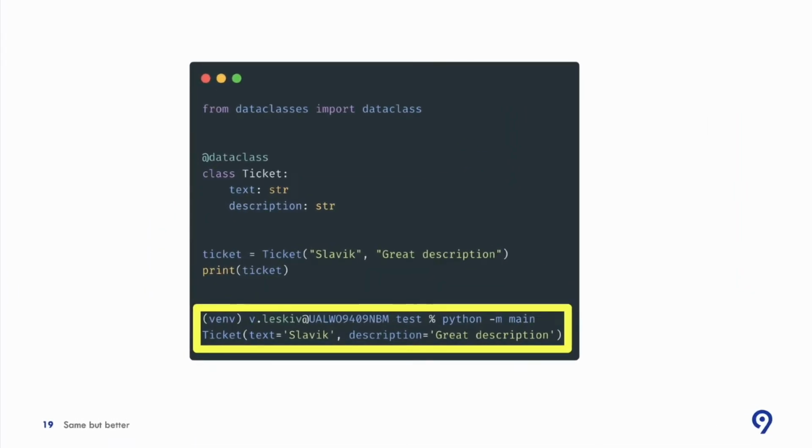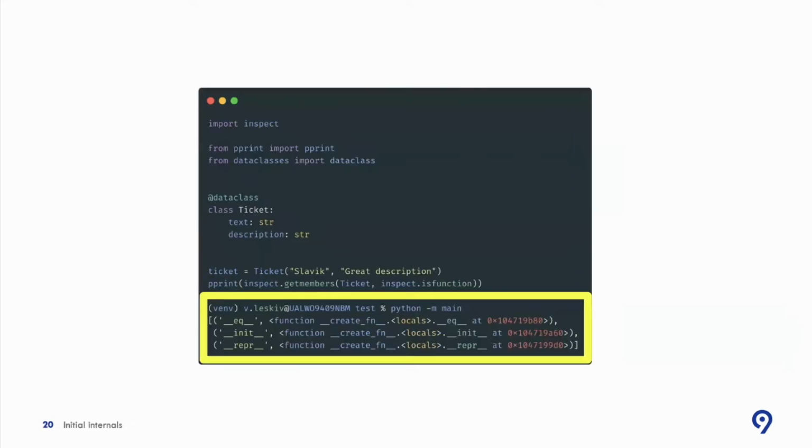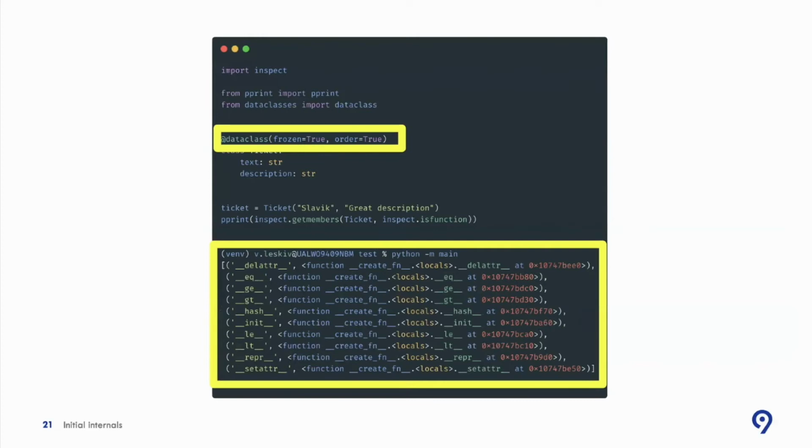Magic. This magic you can actually see if you inspect these functions. And you can see that Python under the hood adds these dunder methods for you. They are implemented correctly, and they will update every time you add some new field or delete some field. It's all automatic. And you can obviously control it.